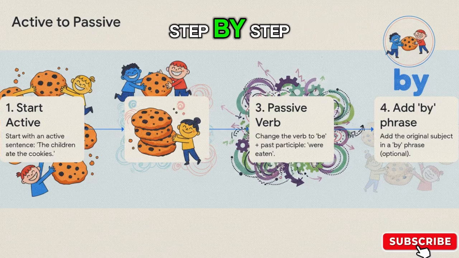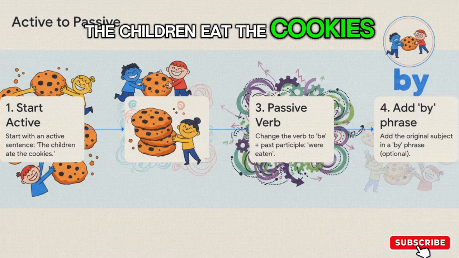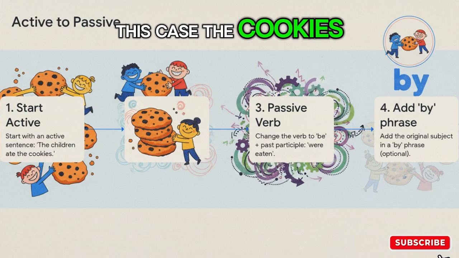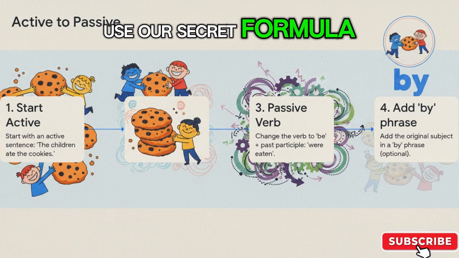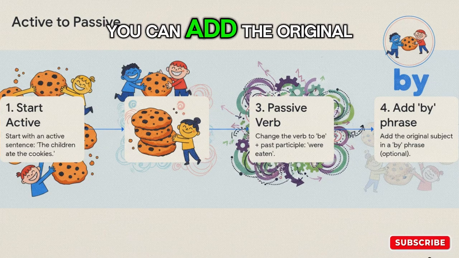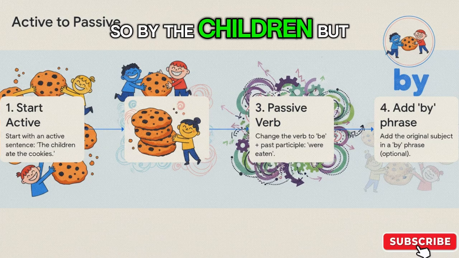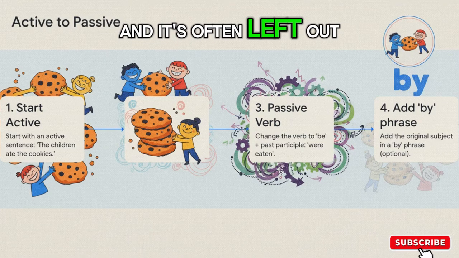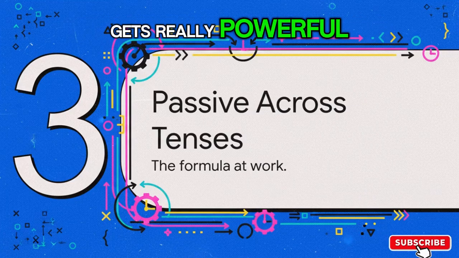So how do we actually build one from scratch? Let's just walk through it step by step. First, you start with a simple active sentence, the children ate the cookies. Easy enough. Step 2, you grab the object, in this case, the cookies, and you make it the new subject. Step 3 is where we use our secret formula. The verb ate becomes were eaten. And then for step 4, you can add the original subject back in if you want with the word by. So, by the children. But here's the thing, that last part is totally optional and it's often left out on purpose.